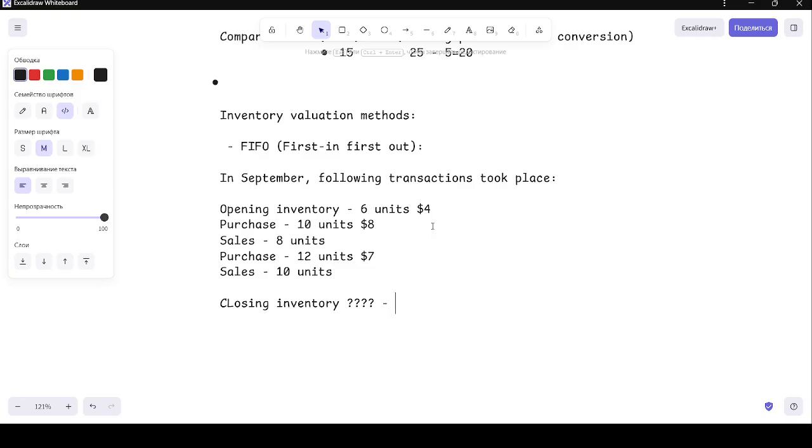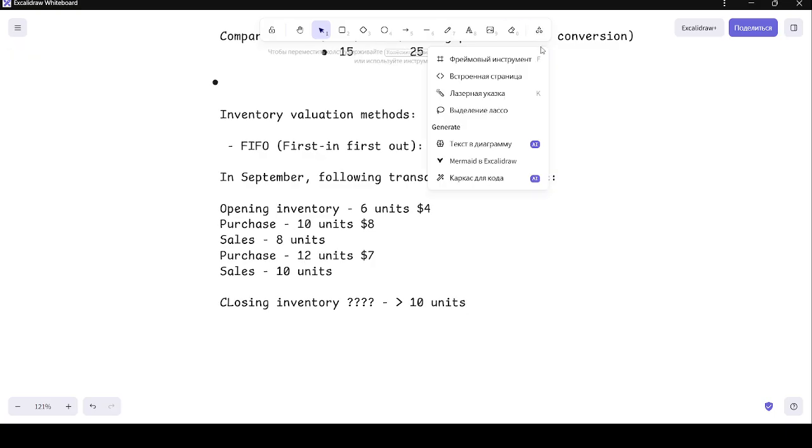Actually, in the cost of sales, we had 6 plus 10 gives us 16, less 8 plus 12 gives us 20, and sales of 10. That means we had 10 units in our closing inventory, right? How do we do it?